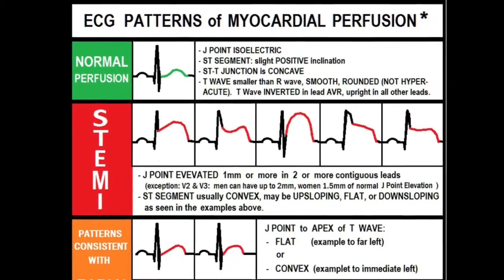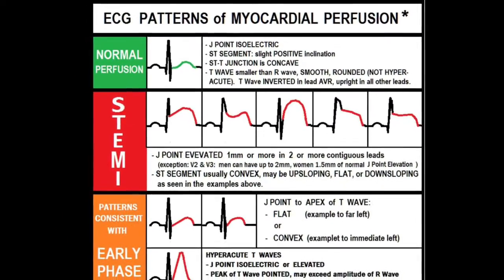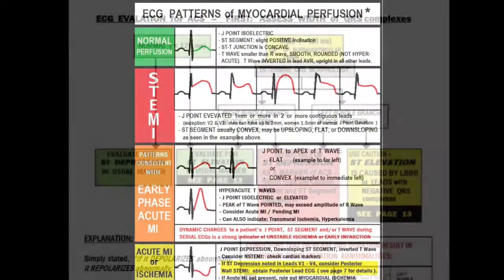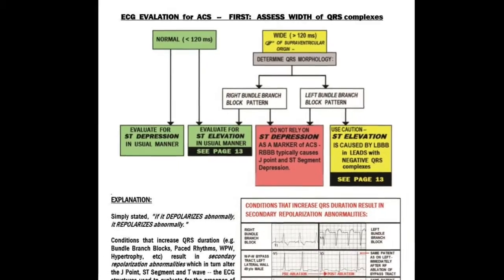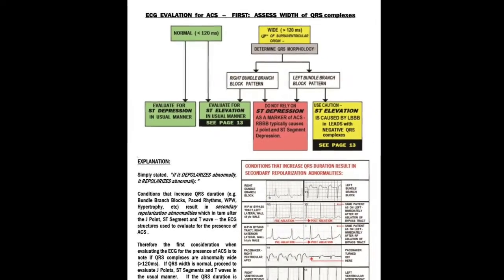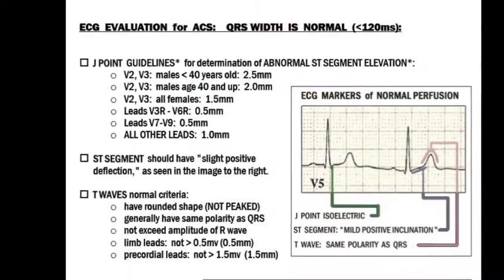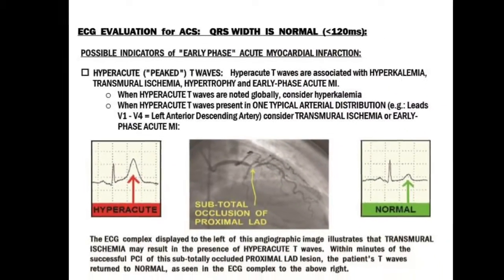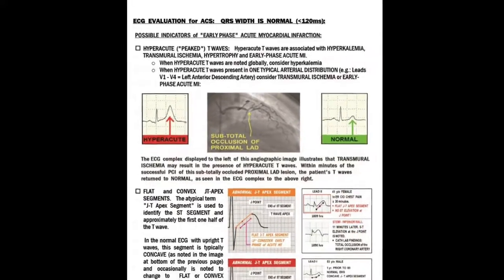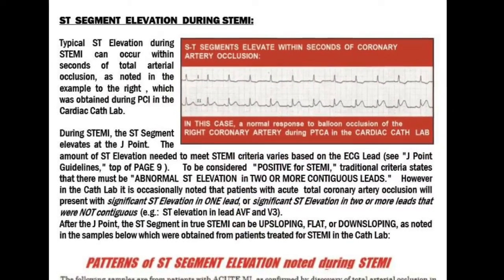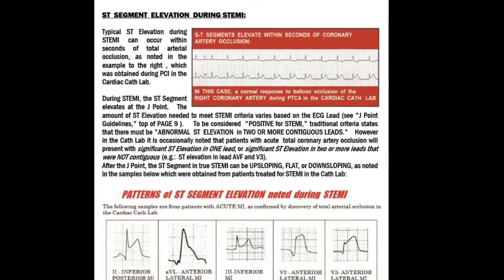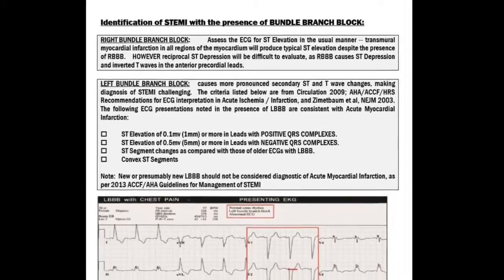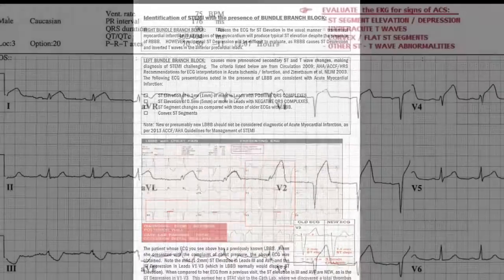The back cover provides examples of abnormal ST segment patterns associated with STEMI, early phase acute MI, and ischemia. Pages 8 through 11 describe the processes for evaluating the ECG for the markers of acute coronary syndrome when the QRS width is normal, how to identify early phase acute MI patterns that sometimes precede STEMI, and current standards for determining ST elevation patterns that are consistent with STEMI. And page 13 defines how to discern the markers of STEMI when right or left bundle branch block is present.